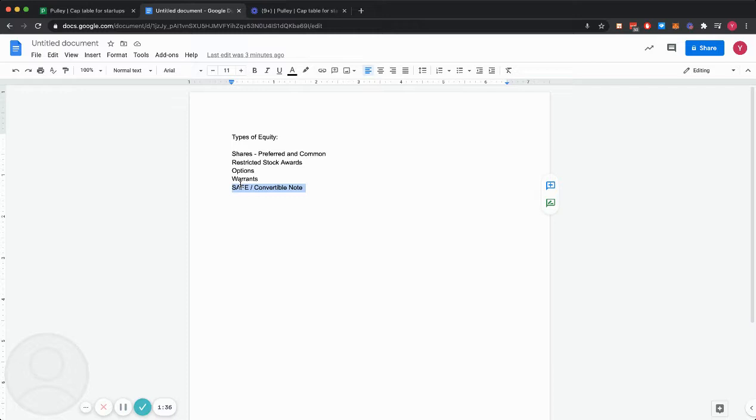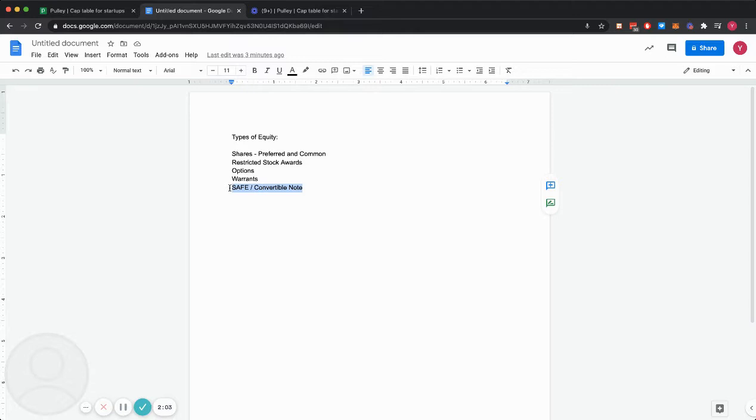Kind of the last category is SAFEs and convertible notes. SAFEs and convertible notes are different financial instruments that allow an investor to buy a percentage of your company. A SAFE and a convertible note is basically like a promise of a future equity. So what SAFE stands for is security for future equity. And a convertible note is similar to like a debt instrument for future equity.